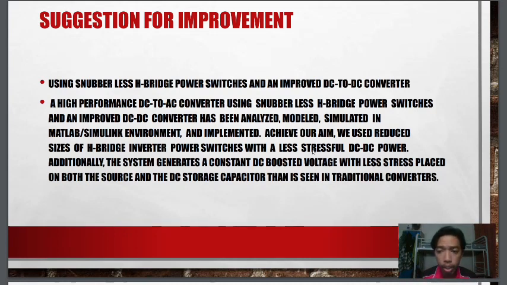To achieve our aim, we use reduced size H-bridge inverter power switches with a less stressful DC power. Additionally, the system generates a constant DC boost voltage with less stress placed on both the source and the DC storage capacitor than is seen in traditional converters.